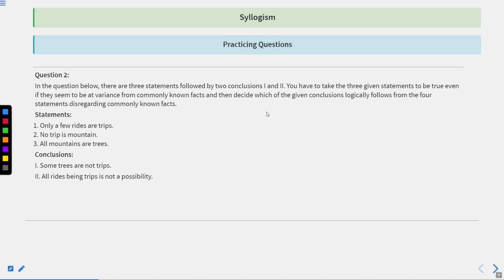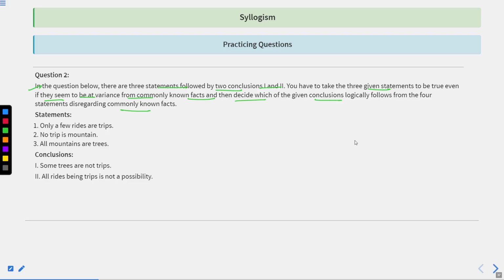Okay, now in the same manner we have solved the previous question. Now we are again going to solve question number 2. So question number 2, the same statement will be there, that in this question below there are 3 statements followed by conclusions 1 and 2. You have to take the 3 given statements to be true even if they are at variance from commonly known facts, and then decide which of the given conclusions logically follows from the statements, disregarding commonly known facts. So now the first is only few rides are trips. No trip is mountain and all mountains are trees. So how would the diagram be?